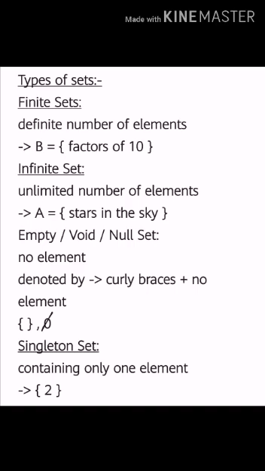The next type we have is singleton set. A set containing exactly one element is called a singleton set. For example, here we have a set which contains only the element 2, so it is a singleton set.